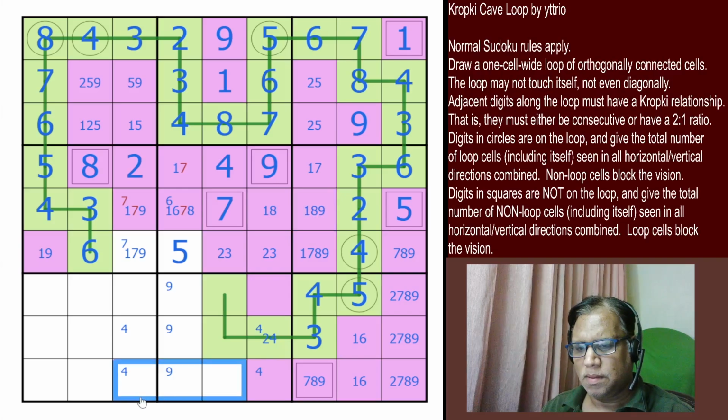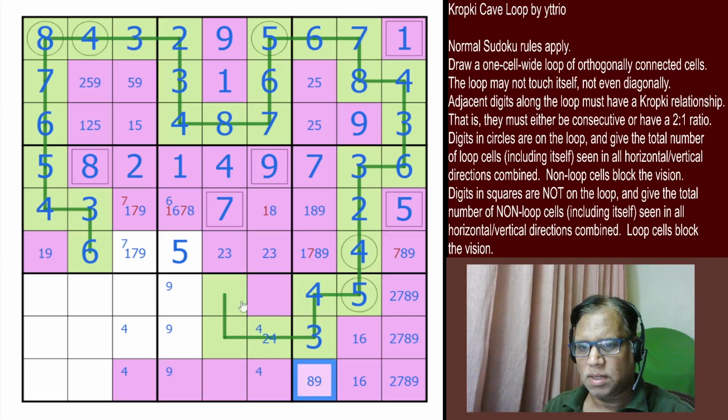But that means this is going at least up to here. 7, 8, 9, 2, 7, 8, 9. Okay, so that's 1, that's 7. That's not 7, so that's 8 or 9. That's 8. So let's just do these things first.